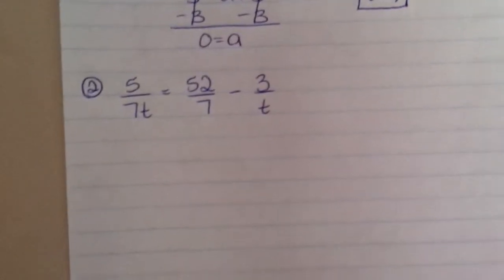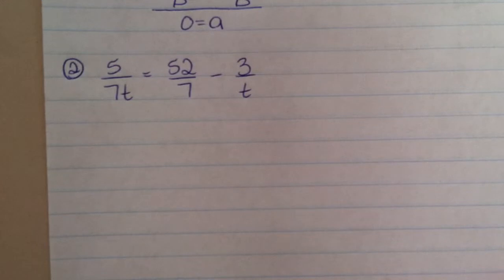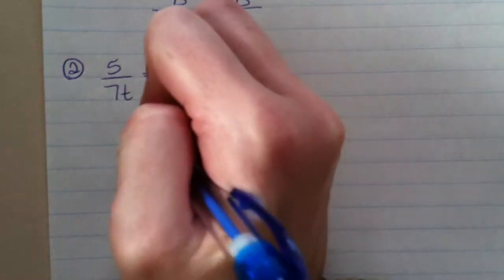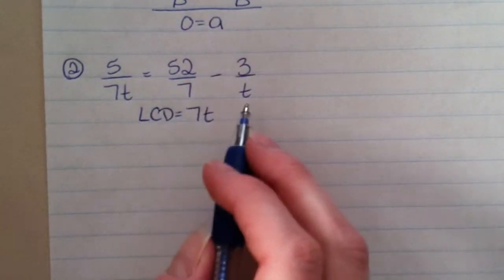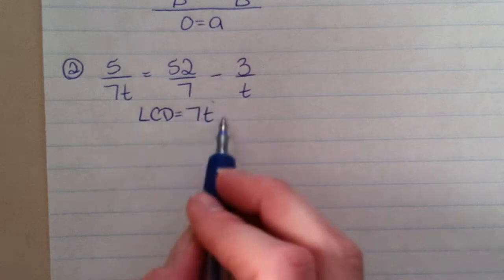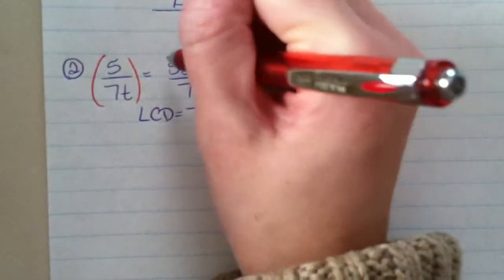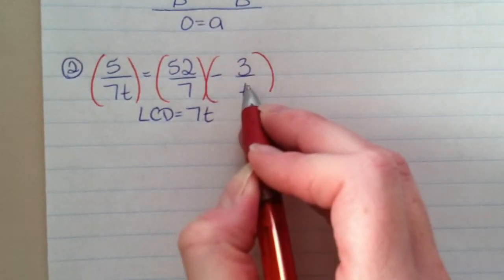Now let's try one where we have variables and numbers. So 5 over 7t equals 52 over 7 minus 3 over t. So I have 7t, 7, and t. My common denominator here is 7t. It must be a combination of all denominators. So this is what I'm going to multiply each term by to get rid of the denominators in this question. I keep the minus sign inside this parenthesis just so I remember that I have subtraction here.